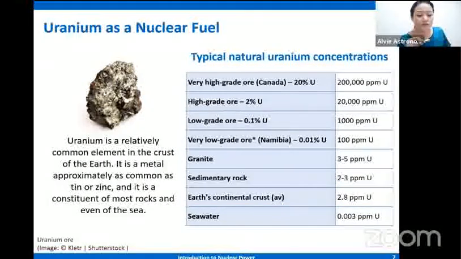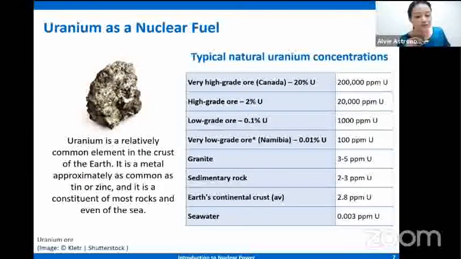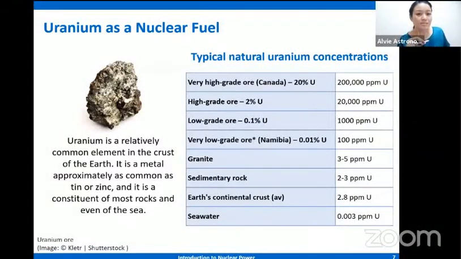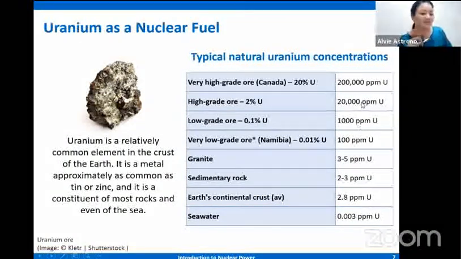It is a metal approximately as common as tin or zinc, and it can be found in rocks and even in the sea. So, nandiyan siya sa paligid natin. But the question is the quality of the uranium. Pwede ba siya na magamit for fuel? So, this is how the quality of uranium can be graded.